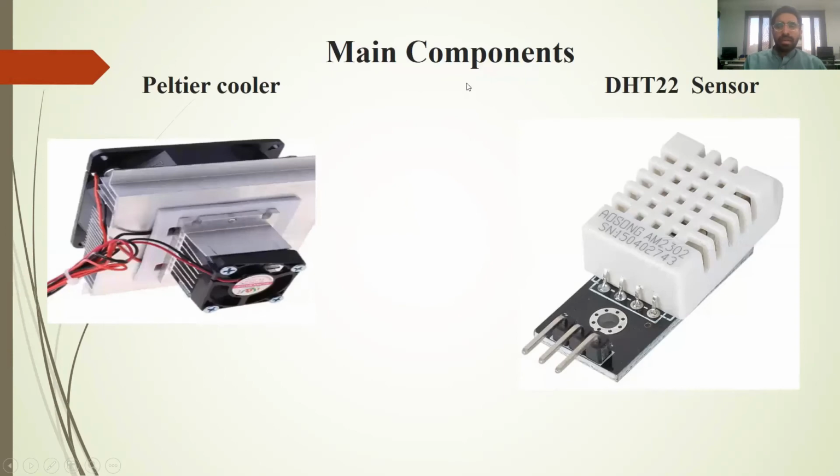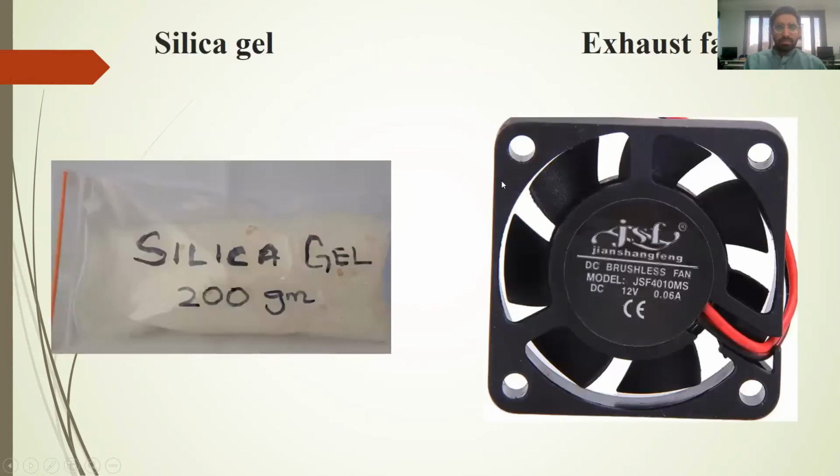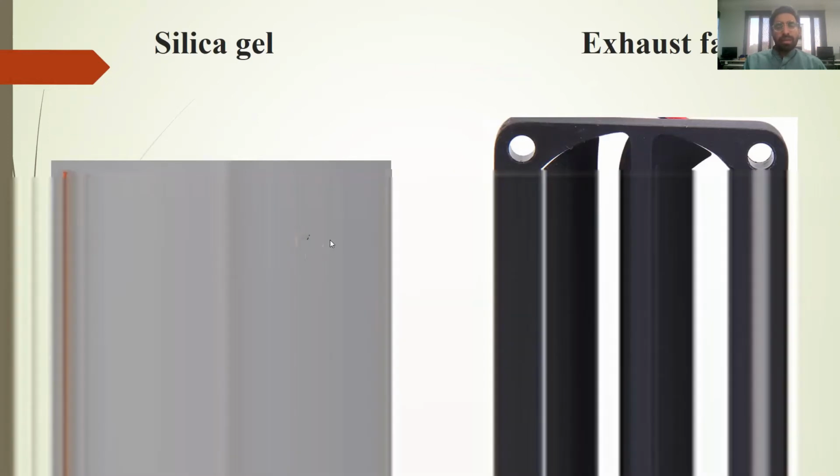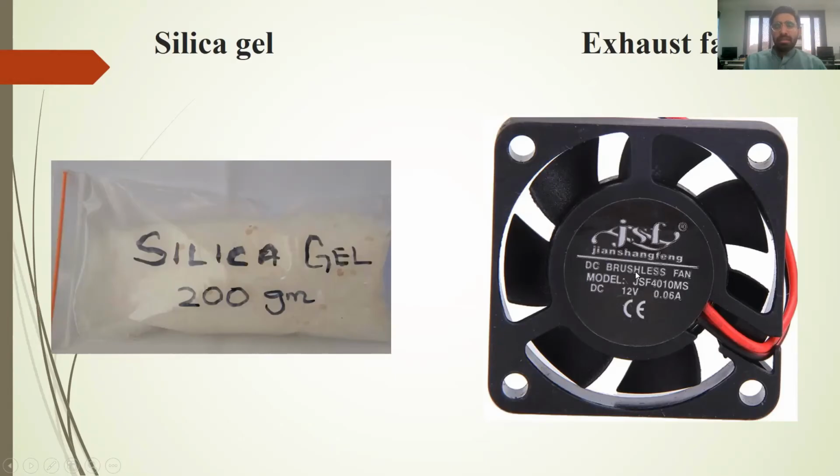These are some main components which we require to make our project. The first one is the Peltier cooler. It is used for small cooling purposes. And the next is the DHT22 sensor. It is used to measure the temperature inside the box. This is the silica gel, which is used as the desiccant material in our project. It absorbs water molecules from the air. This is the fan. It helps us to remove hot air from the room.